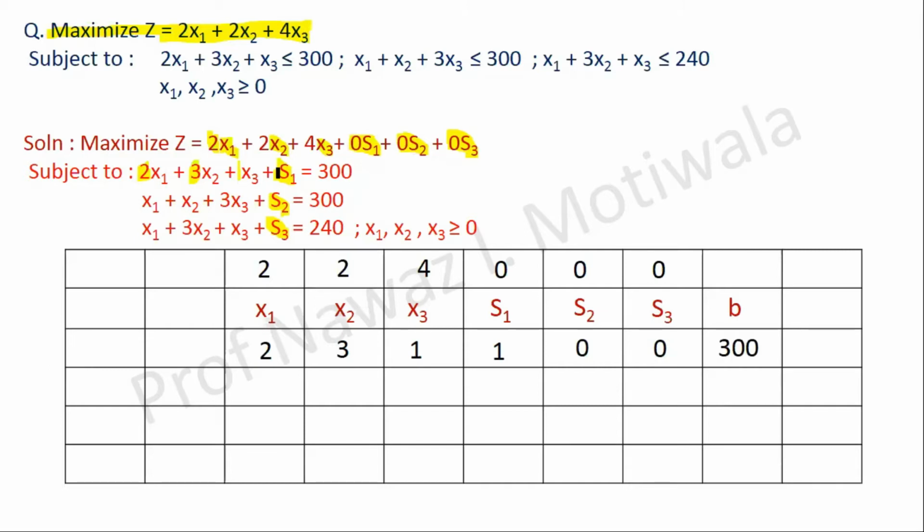Similarly for the second equation, the x1 coefficient is 1, with x2 there is nothing, which means 1, and with x3 there is 3. So I will write 1, 1, 3. For s1 there is no s1 in this equation, so I will write 0. For s2 there is s2 with coefficient 1, so it will be 1, and as there is no s3 I will write 0, and b is 300. Similarly for the third equation I will get 1, 3, 1, 0, 0, 1, and the b part is 240.